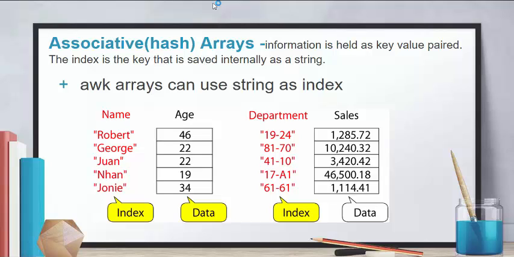See over here, this is Robert, George, Johnny, ये सब क्या है? It is the index value, and the actual value of that is over here. The data is 46, 22, 22, 19, 34 like that. In the same way you can store an index value like 19-24 in double quotes, so it will be stored as a string in the associative array as an index. So the data is like that. आप डेटा सेल्स के डेटा इस तरह से डिस्प्ले करवा सकते हो और इंडेक्स इस तरह से एसोसिएटिव एरे में दे सकते हो. So an associative array uses a string as an index.